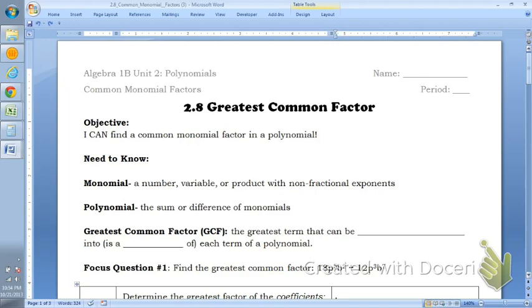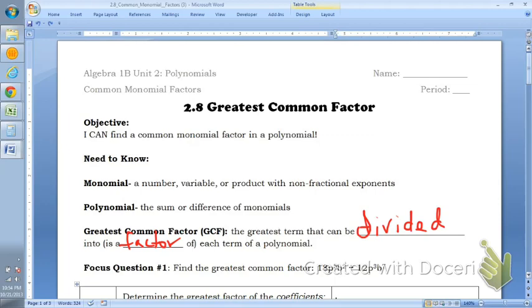You need to know what a monomial is, a number or variable or product with a non-fractional exponent, and a polynomial is the sum or difference of monomials. The greatest common factor is the greatest term that can be divided into and is a factor of each term in the polynomial.